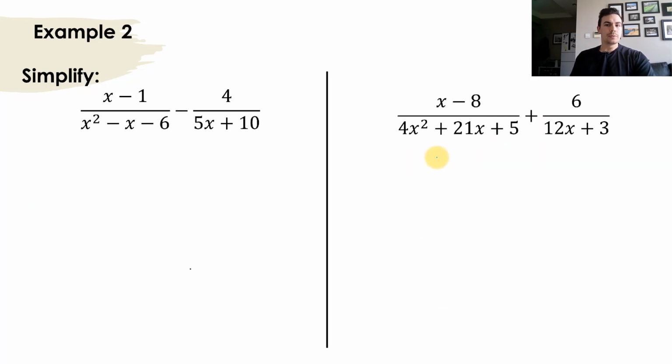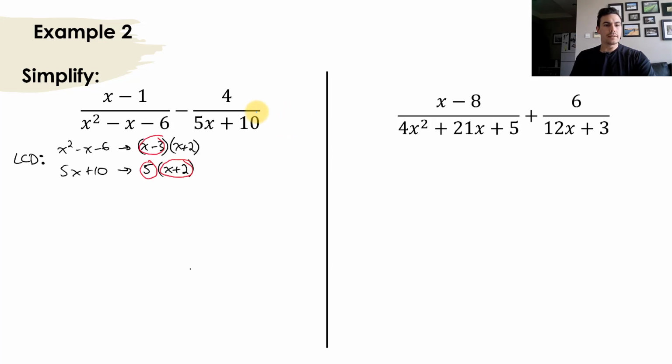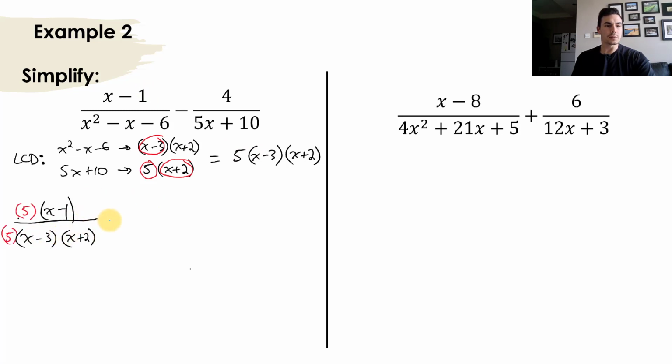Okay, second example. Now we have polynomials on top and bottom again, so we'll go ahead and find our least common denominator by factoring. What do we have here that gives me the least common denominator? That's going to be x minus 3, 5, and x plus 2. So that would be my least common denominator. Take a look at my first term. What am I missing that gives me this least common denominator in my first denominator? That's just a 5. So we multiply by 5 over 5 and subtract our second term. Again, what are we missing from this least common denominator? We're missing an x minus 3. So we multiply by x minus 3 over x minus 3.